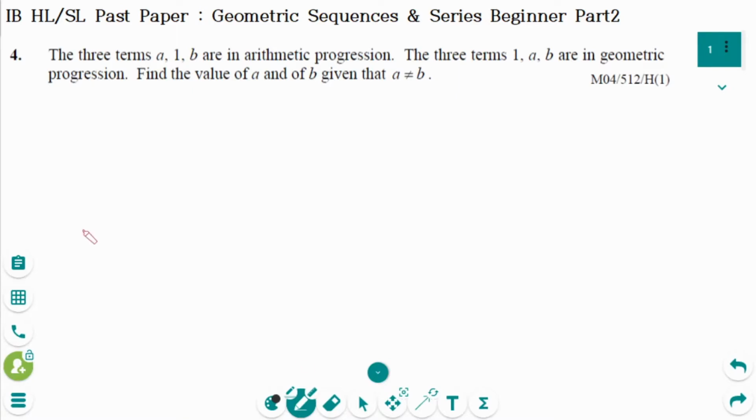This video will cover beginner part 2 questions regarding the topic of geometric sequences and series. This is the first question. It's the May 2004 HL Paper 1 question.